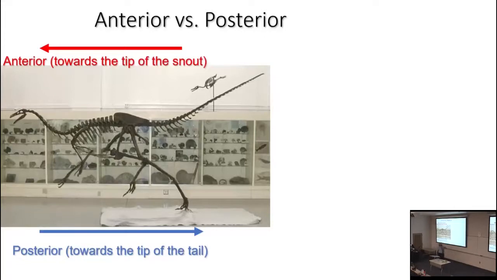But these are relative to each other. So, you know, this bone right here is anterior to this bone, and this bone is posterior to that bone, even though they're all in the same front end of the animal.